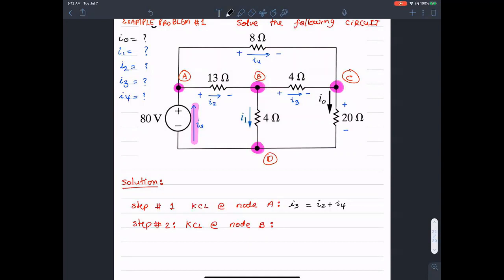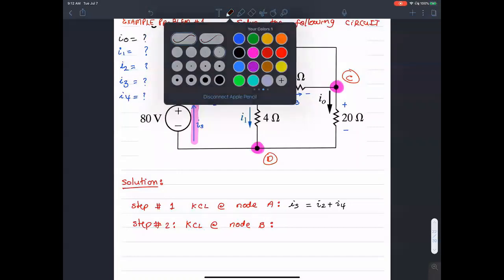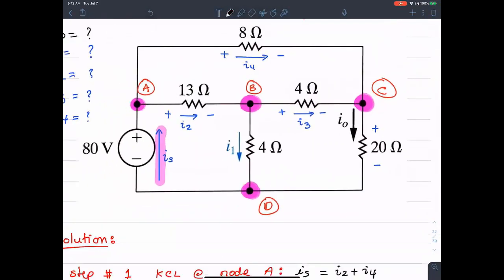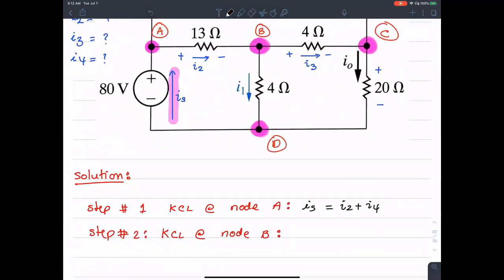So KCL at node B. When I apply KCL at this node, I have to look at the current coming in. At node B, the current coming in is I2. And what's the current leaving? That would be I3 and I1. Okay, so I have KCL at node B.